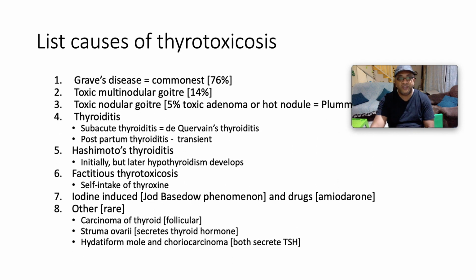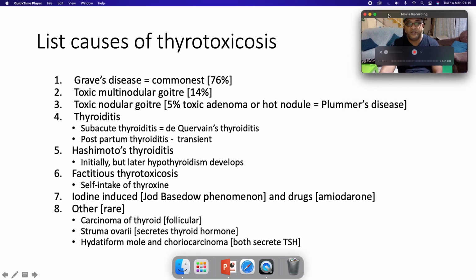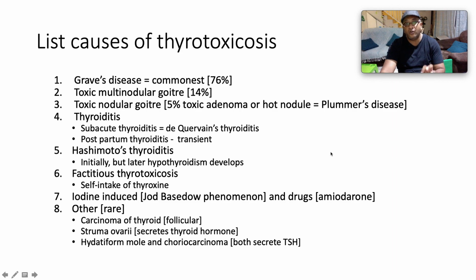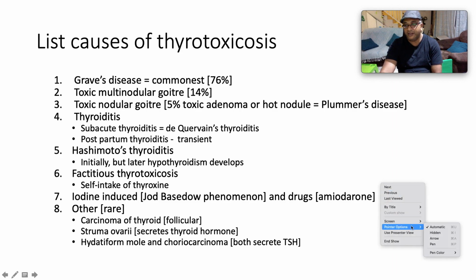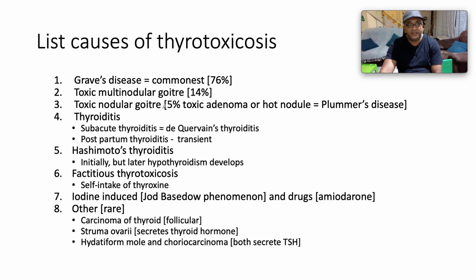What are the causes of thyrotoxicosis? There's a whole truckload of them. So in 76%, guys, quite common is Graves' disease. All right, and coming up a close second is toxic multinodular goiter at 14%, but maybe not that close. Toxic nodular goiter follows, then 5% in the way of toxic adenoma or a hot nodule, speaking to Plummer's disease. Then we have thyroiditis, where we speak to subacute thyroiditis, like we said, called de Quervain's thyroiditis, or postpartum thyroiditis, right?